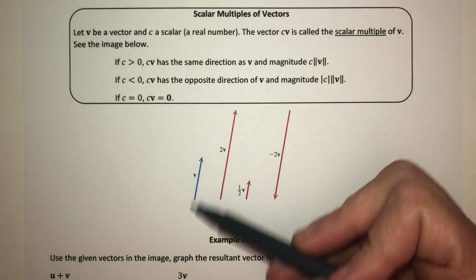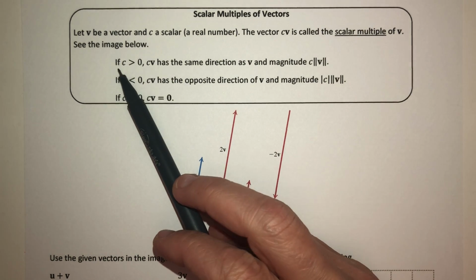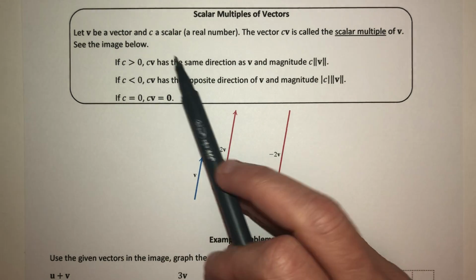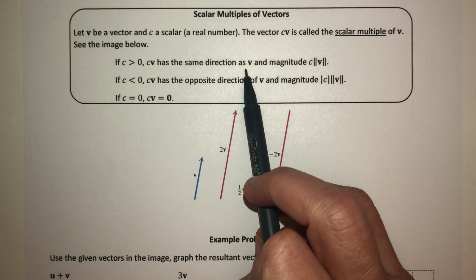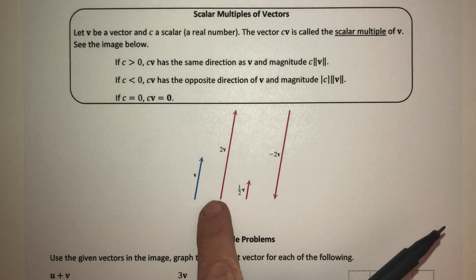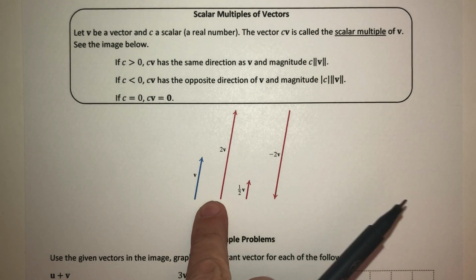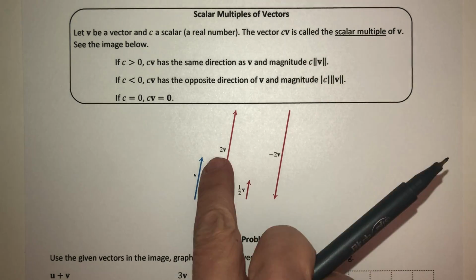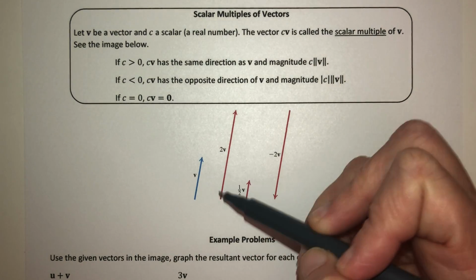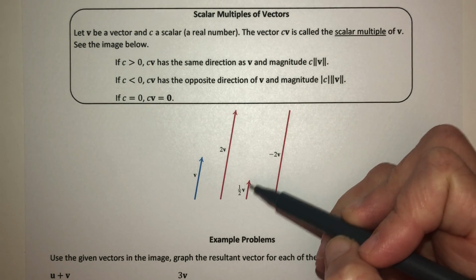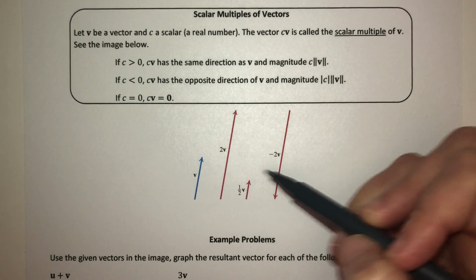So if this is my vector v, if your scalar value is larger than 0, then your vector has the same direction as v, which is what we have here and here, the same direction. And the magnitude is multiplied by that scalar. So here was v. 2v would be twice as long. Half v would be half as long, but they're pointing in the same direction.